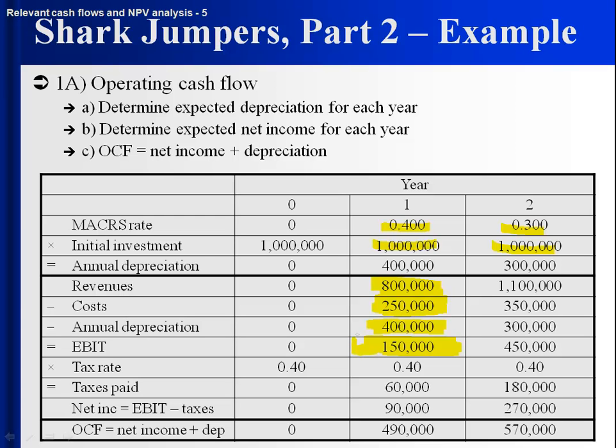So the effect on EBIT is, it was 200,000 when we didn't have these side effects, but it affects taxes, and that's why you have to work it all the way through the income statement. So tax rate's 40%, so taxes paid 60,000. 150 minus 60 is 90. Add back in depreciation and you get 490.